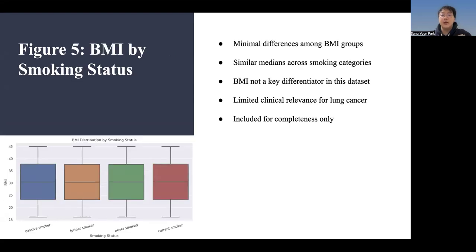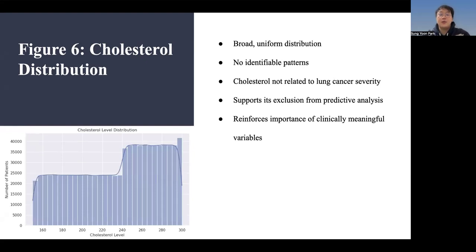Figure 5 shows BMI distributions across smoking categories. BMI does not appear to vary meaningfully among smokers, former smokers, passive smokers, or individuals who never smoked. The medians are almost identical. This indicates that BMI is not a strong differentiator in this data set and is not strongly linked to lung cancer outcomes.